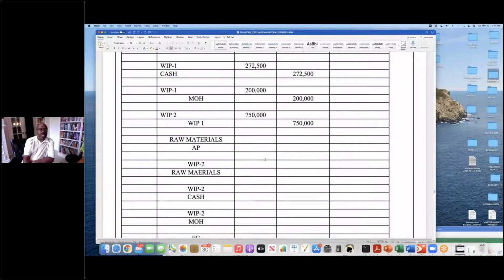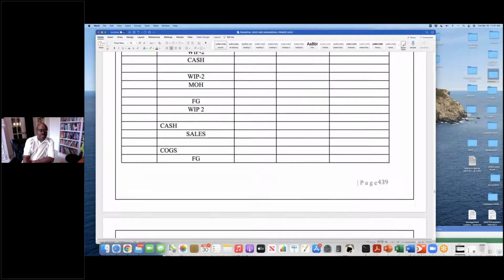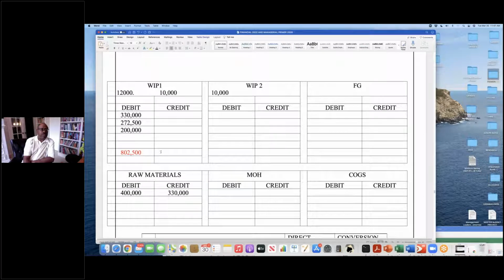So now we've made every work in process 2, crediting work in process 1. Now we have to do our posting. We credit work in process 1, 750, and we debit work in process 2, 750,000.